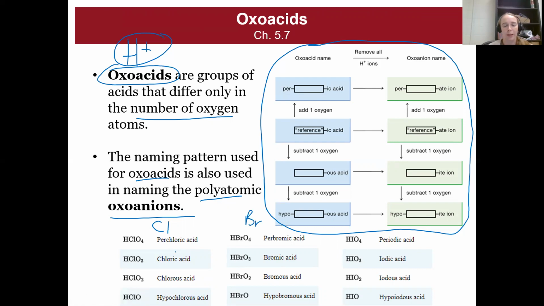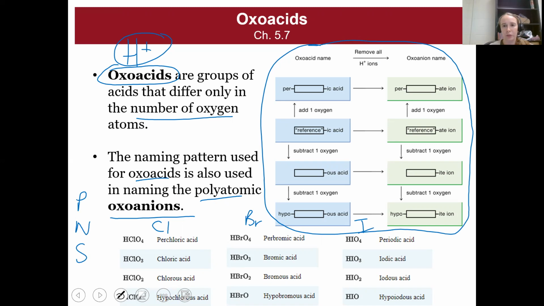We've got perbromic acid, bromous acid, hypobromous acid, and these are the iodide-based ones. So periodic acid, iodous acid, and periodous acid. These are not the only ones. We also have oxoanions with nitrogen and sulfur. And I guess we have some with phosphorus as well. So let's take a look.